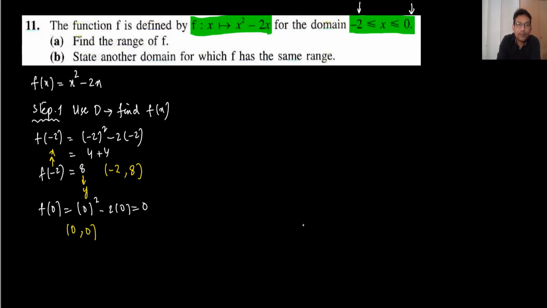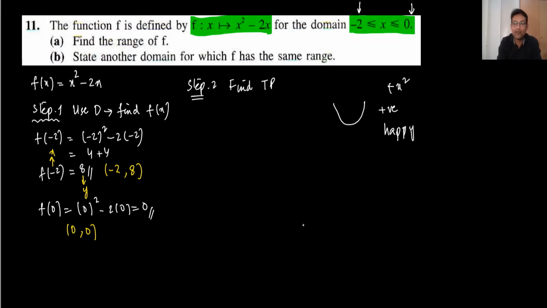What is the next step? We cannot write that the range is coming from 0 to 8. Sometimes it becomes right, but it is not always. So step number 2 is that you should find the turning point: the stationary point, minimum point, or maximum point. Because it's a positive x squared, the shape is the positive, happy face. We have a minimum point, the turning point is there.